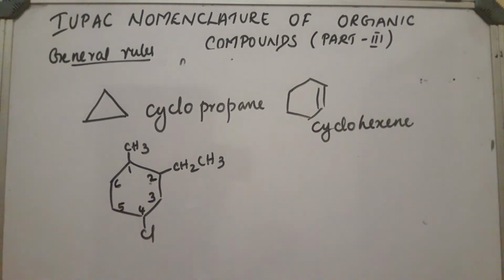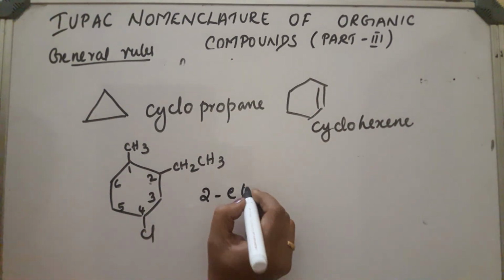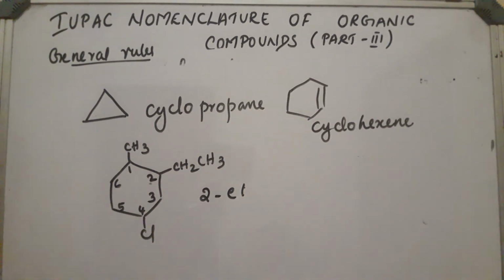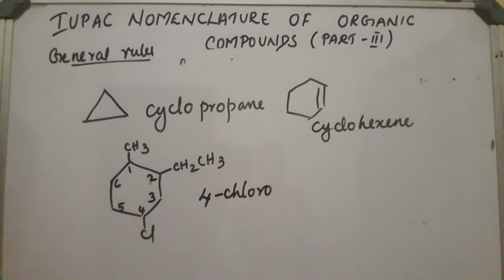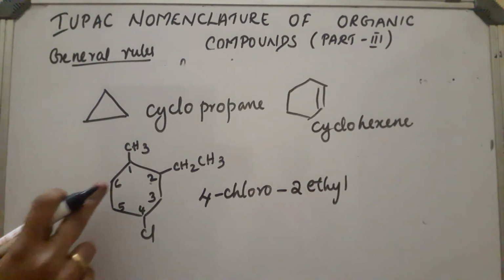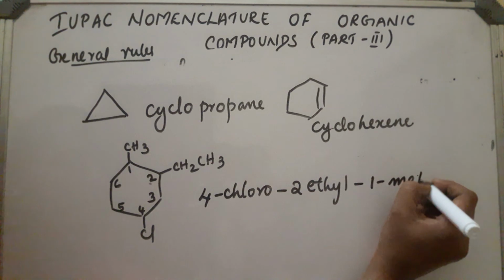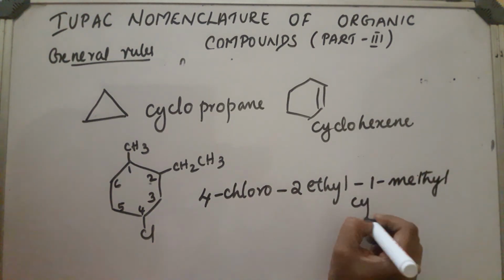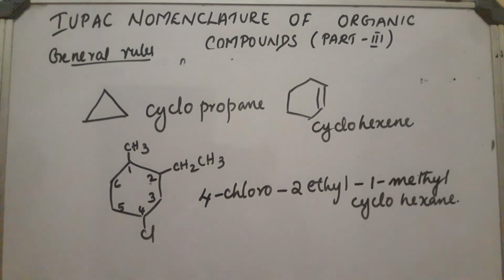So it is cyclohexane, and the compound will be, sorry, in this case chloro comes first as the prefix. 4-chloro. Then second position, 2-ethyl. Then 1-methylcyclohexane. Okay, so much about the naming of certain compounds.